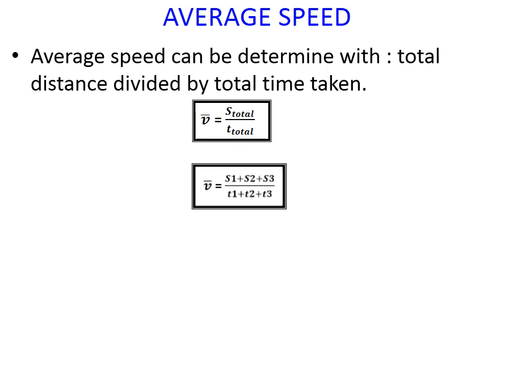Because s equals v times t, average speed can be written as v1 times t1 plus v2 times t2 plus v3 times t3, per t1 plus t2 plus t3. To get more understanding about average speed, now we will see example 1, example 2, and example 3. Now let's see example 1.